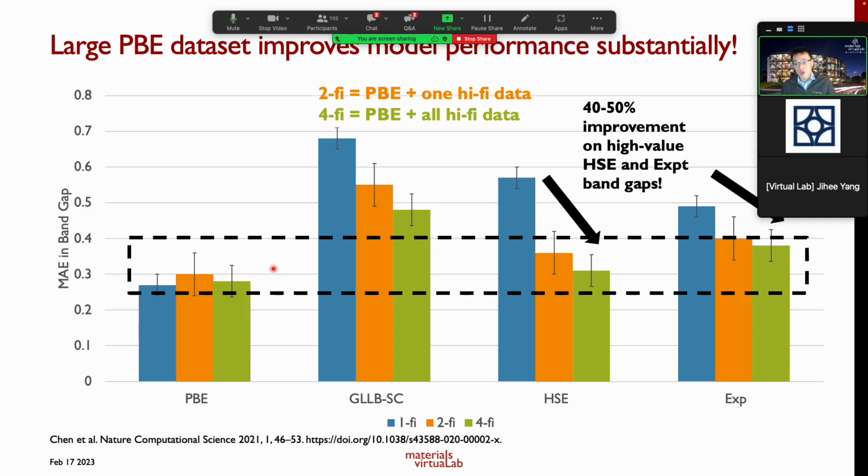So in other words, we are improving the performance on our high fidelity and high value data sets without actually having to calculate or measure more data, right? And so essentially we're getting something free, right? And we actually wanted to understand, why does this work, right?